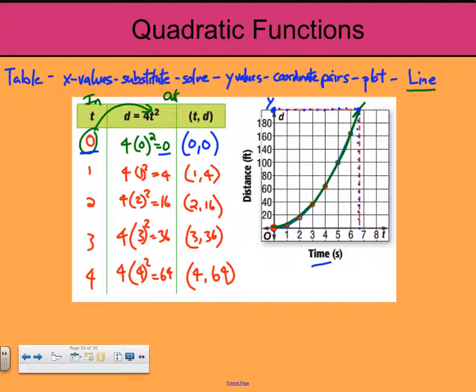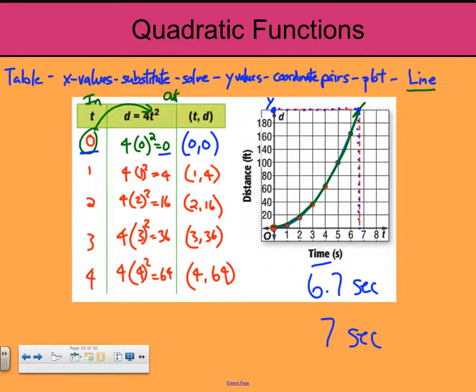And I would say it looks like somewhere between 6 and 7 seconds. If we're being very specific, we could say 6.7 seconds is the time it takes to go 200 feet. If we're being approximate, maybe more like 7 seconds.